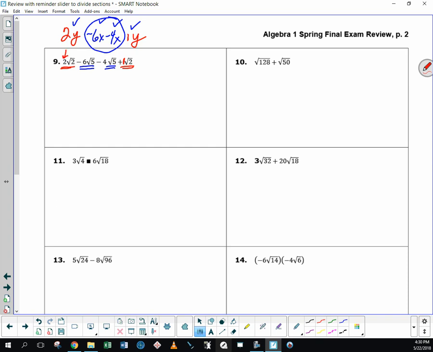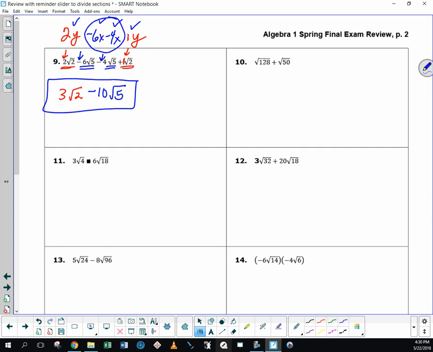So I notice that I have 2 and 1. That gives me 3 square root of 2. Negative 6 minus 4 is negative 10 square root of 5. And we're finished. And that's problem number 9.